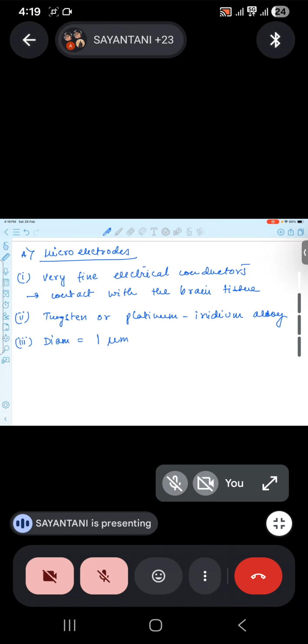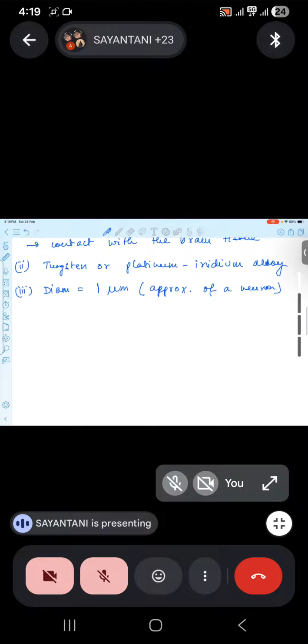Why is this diameter kept as 1 micrometer? So 1 micrometer is approximately the diameter of a neuron. Okay, so basically you are getting to record each and every action potential of a neuron specifically. Since a neuron is also approximately 1 micrometer in diameter, the electrodes are also of the same diameter.